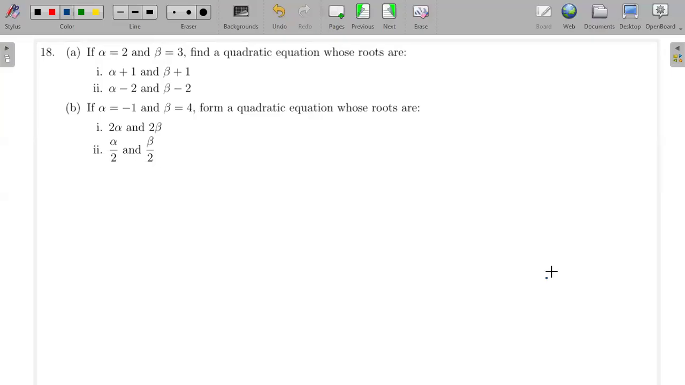All right, so welcome to this video. Today we'll be looking at alpha and beta roots. And to be specific, today we'll be looking at the questions of the alpha and beta roots that involve us constructing a new quadratic equation from the given roots.